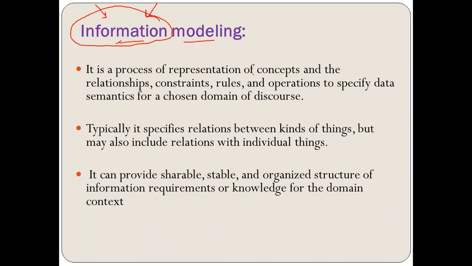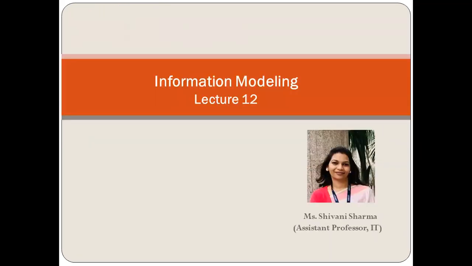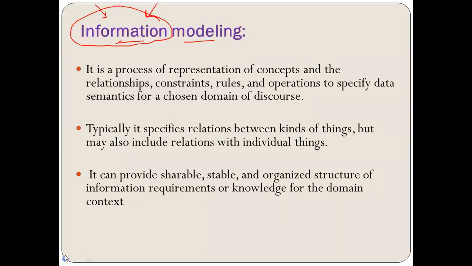that we can represent the concepts of the relationship, the constraints, the rules, the operations which need to be specified on data semantics. So we are going to define that information modeling is a process of representation of concepts and the relationships, constraints, rules, and operations to specify data semantics for a chosen domain of discourse. That means for the chosen project.